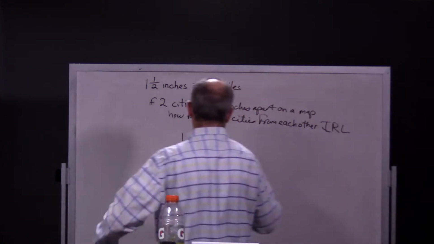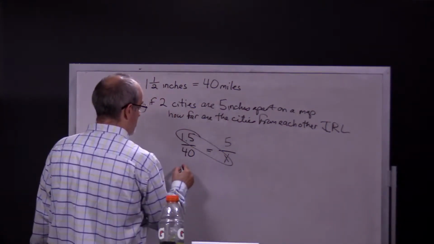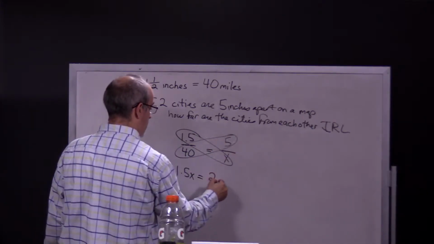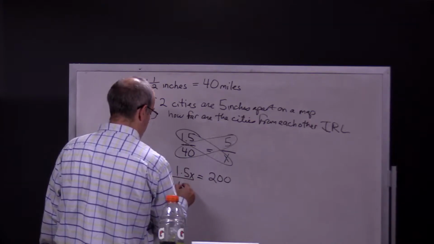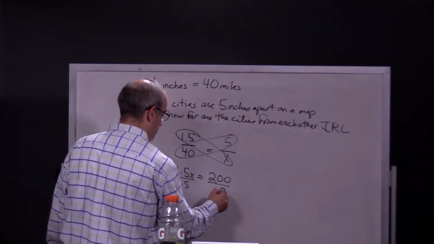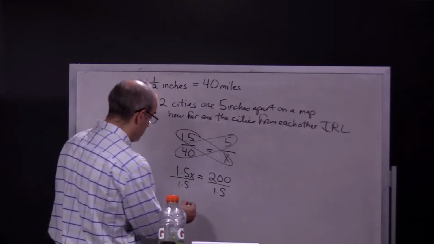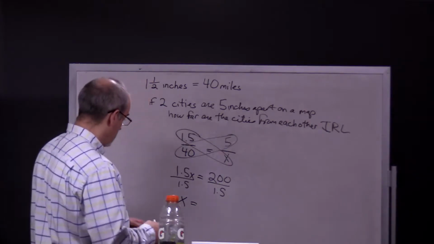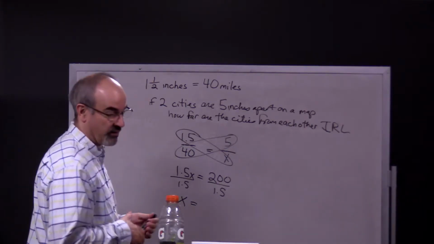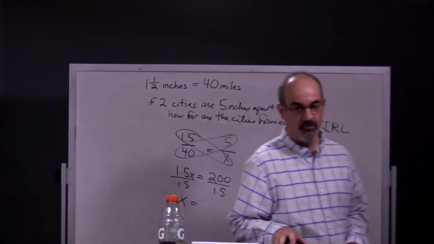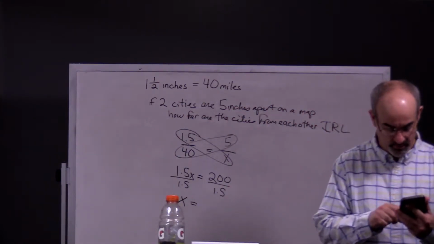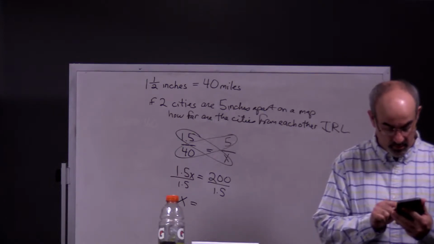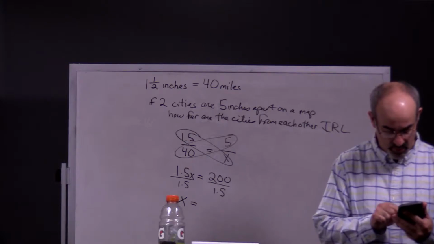Now we cross multiply, so we get 1.5x equals 200. So now we divide by 1.5. You get x equals 200 divided by 1.5. What is it? I don't know. 200 divided by 1.5.